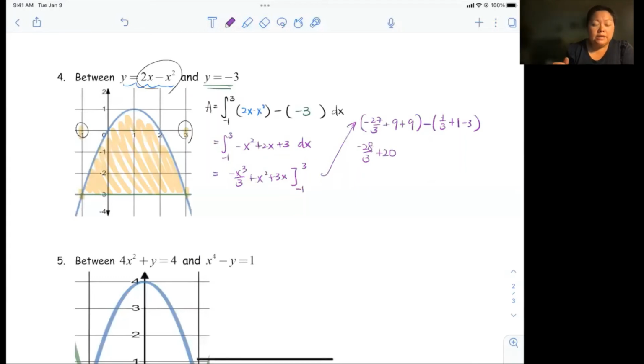So I get -28/3 plus 60/3, because I change it to the same denominator. That will give me 32/3 as my final answer for my area.